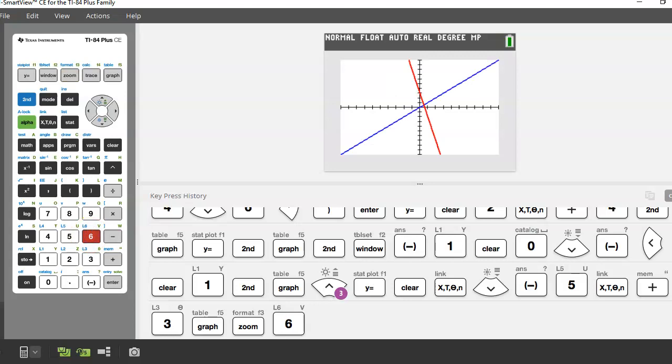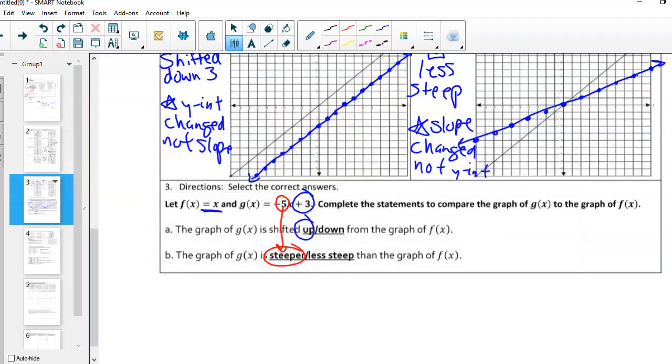So the blue is your original, the red is your new graph. If you were skiing or sledding or whatever, which one would you get down faster? The red. So the red one's steeper. To know if it's up or down, if it's positive, it's up, if it's negative, it's down, for shifted. And for steeper and less steep, you have to look at your slope. Is your slope bigger than 1 or is it less than 1? Even though it's negative, I'm not looking at that.